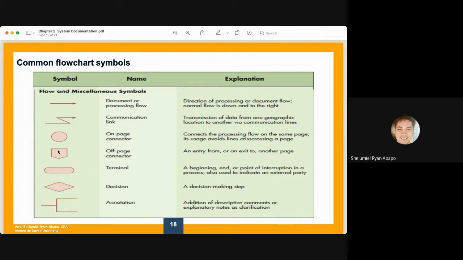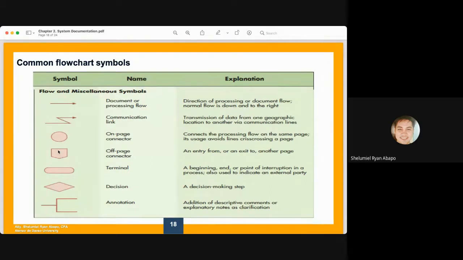Should the first page not be sufficient to show you the entire process, the on-page connector will show you where the connecting part of this particular flowchart is, right? We also have an off-page connector, but an on-page connector is a connecting part of one process to another that has been discontinued because of lack of space in the document, but the continuation is at the bottom in the same document. An off-page connector is when you turn to the next page, or it's another page altogether from where you left off or where the first part is included.